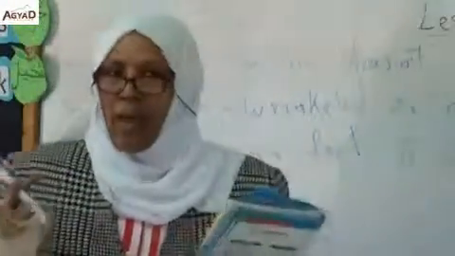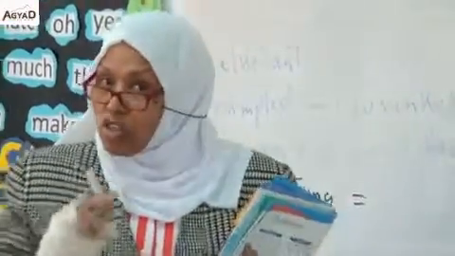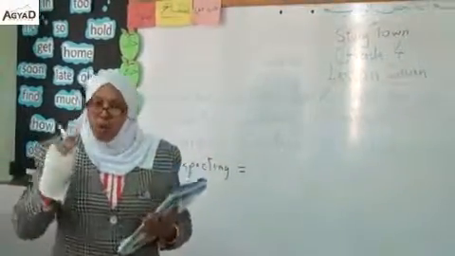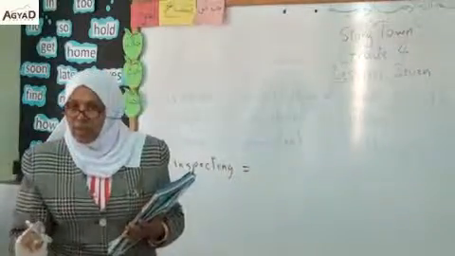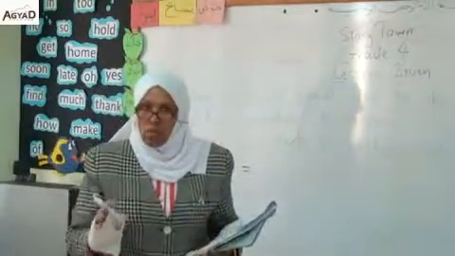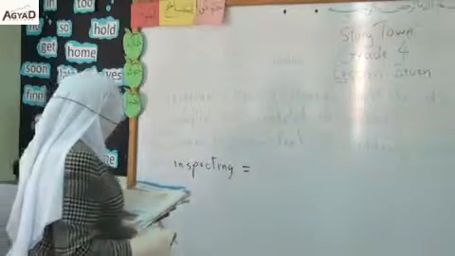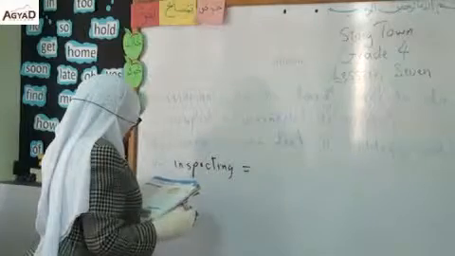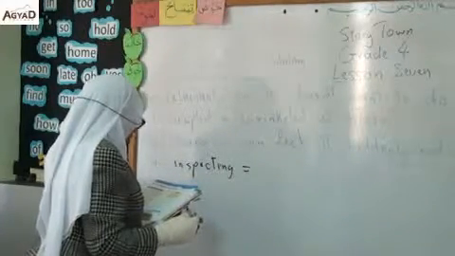You remember we had in a story before, inspector. This is the job. So the inspector is inspecting something. What does it mean to inspect? To look at something carefully to know more about it. So inspecting means looking at something very carefully.